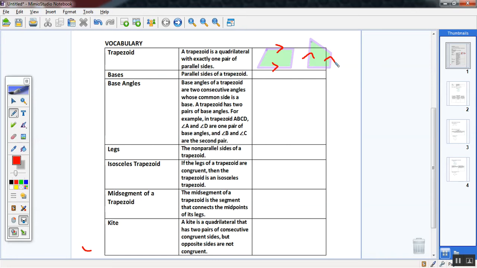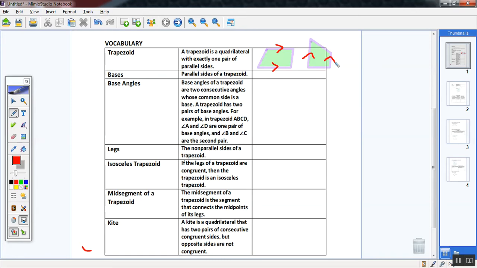Okay, bases. The bases are going to be the two sides that are what in a trapezoid? Parallel, okay? Base angles. Volunteer to read base angles for me. Base angles of a trapezoid are two consecutive angles whose common side is a base. A trapezoid has two pairs of base angles. For example, in trapezoid ABCD, angle A and angle D are one pair of base angles, and angle B and angle C are the second pair.